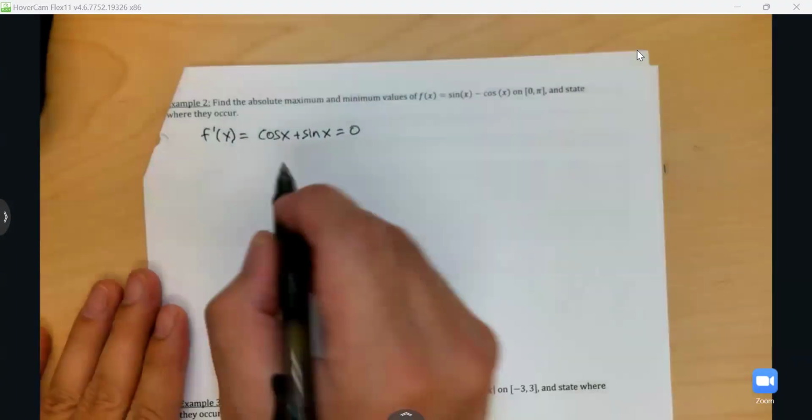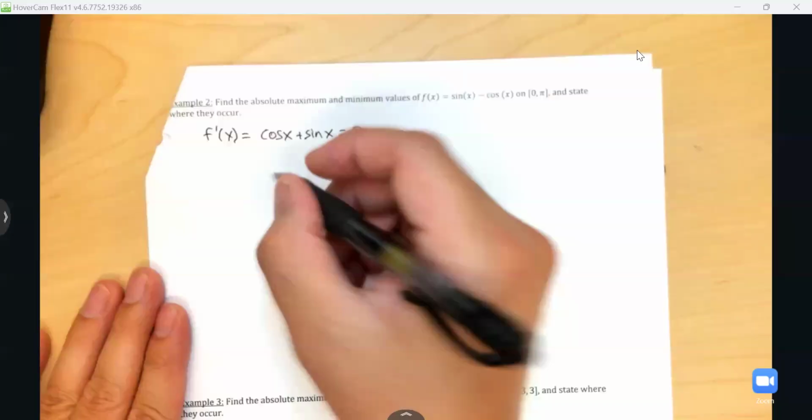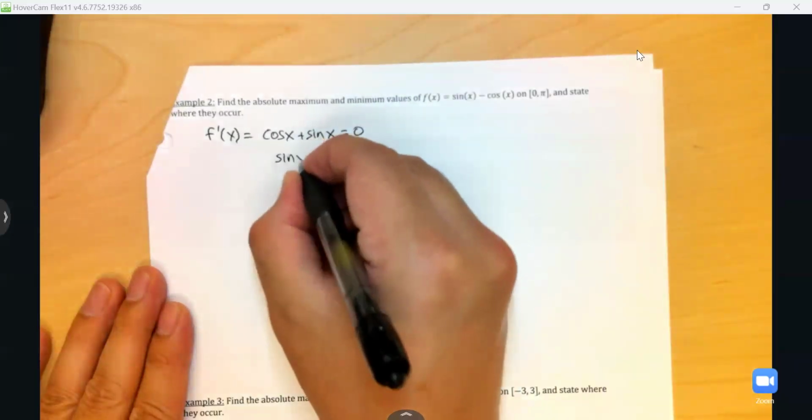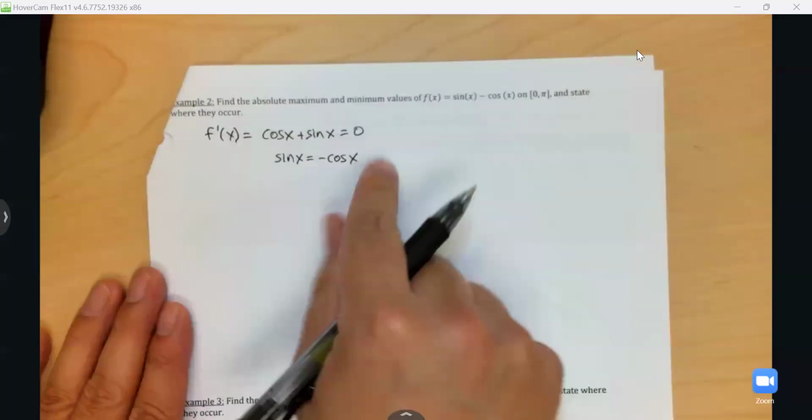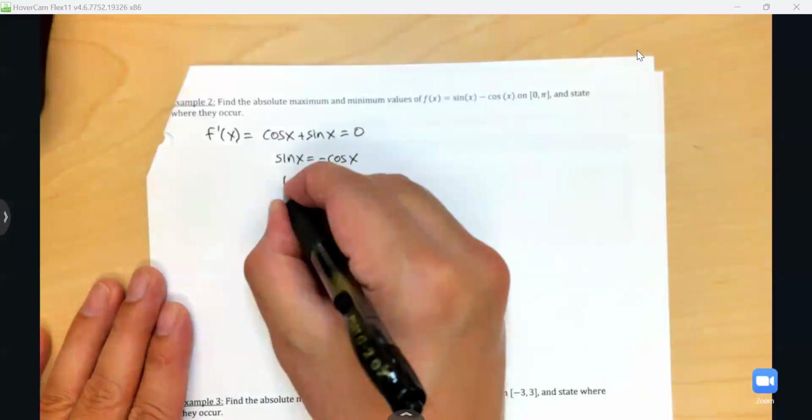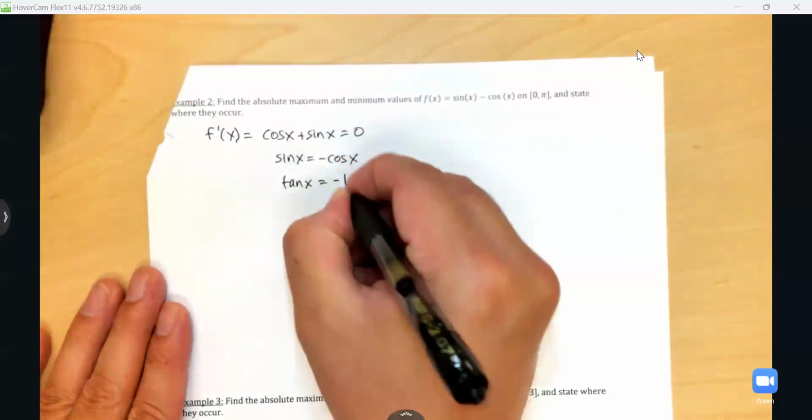So now I need to solve when this would be true. Well, this would be true when sine of x is equal to negative cosine of x, which if I divide over by cosine x, I would get tangent of x equals -1.